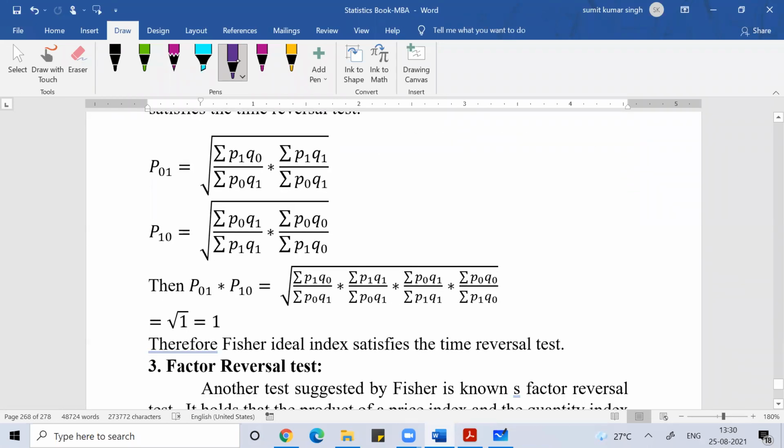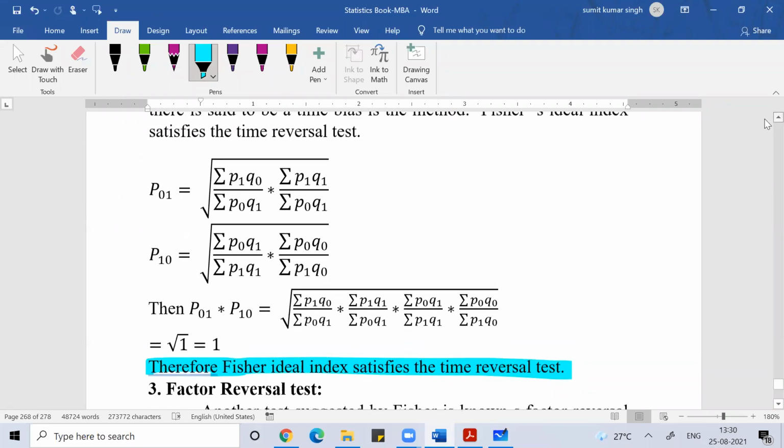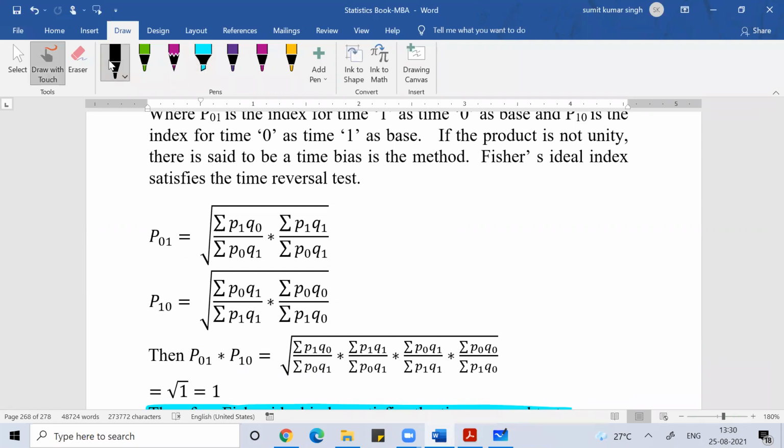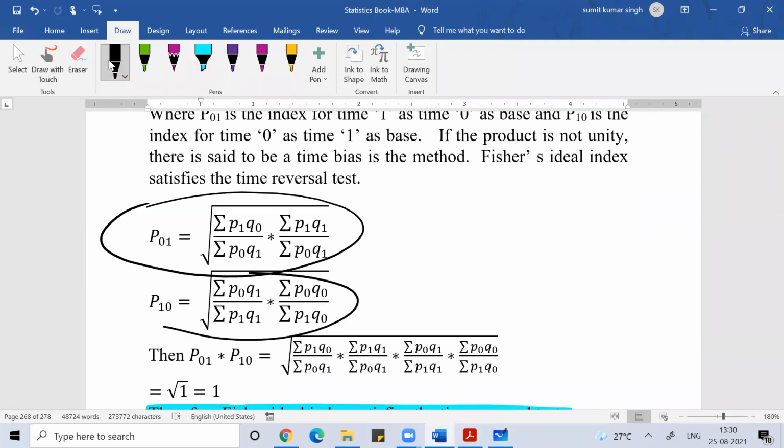There is only one method which satisfies the time reversal test: the Fisher ideal index. Laspeyres, Paasche, Drobisch, Walsh, Marshall, Edgeworth, Kelley, any method we talk about, they don't satisfy the time reversal test. You can see this is P01 and this is P10, and if you multiply them, you'll get 1. Other methods will not give the value of 1.